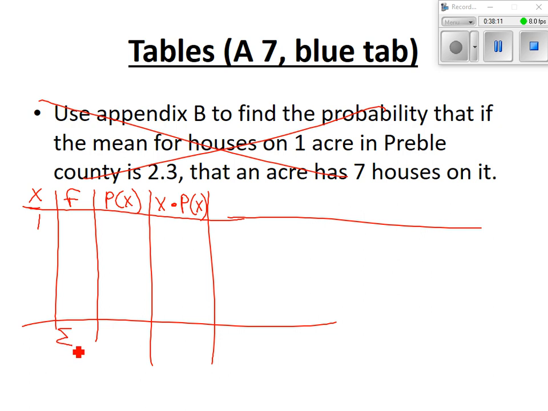Then when we get to here, we need that summation. When we add all these up, what's that equal? That's the mean. This one here equals what? That one should equal 1. This is your mean, x times p of x. So you find x, which they're going to tell you probably on each one, and p of x, multiply, write those answers in there, add them all up, and that gives you the mean.